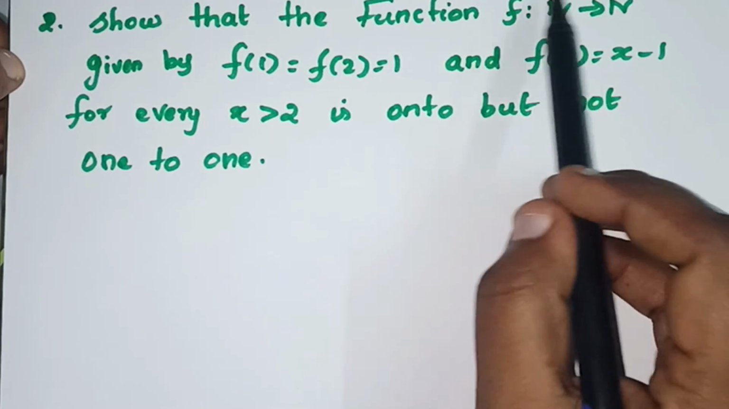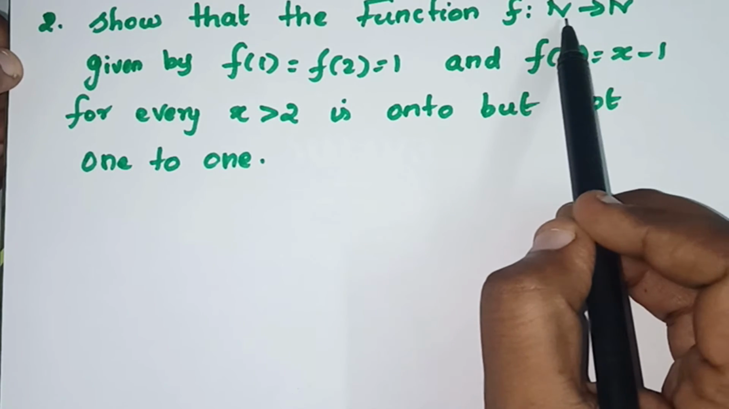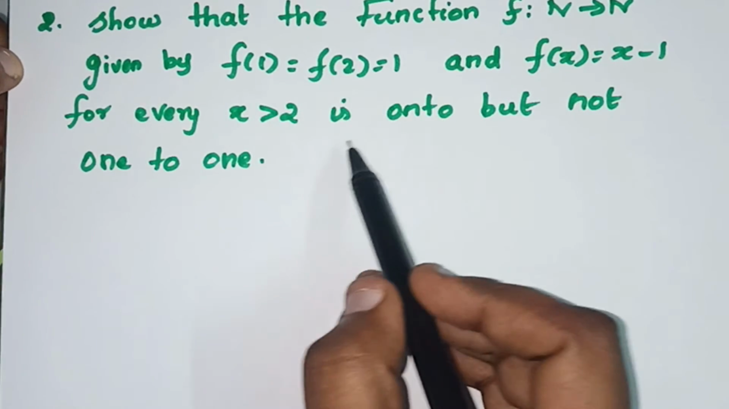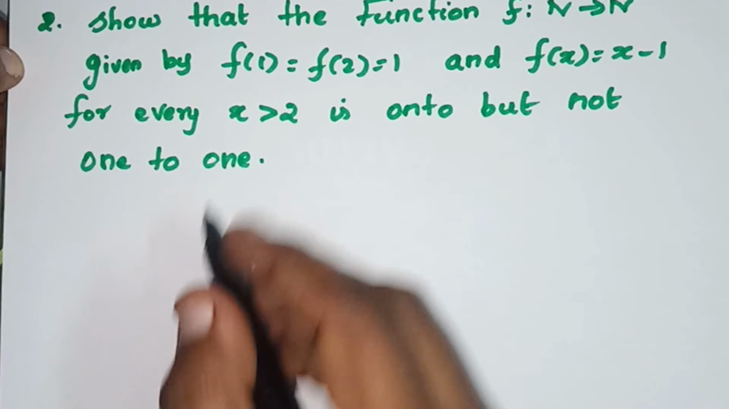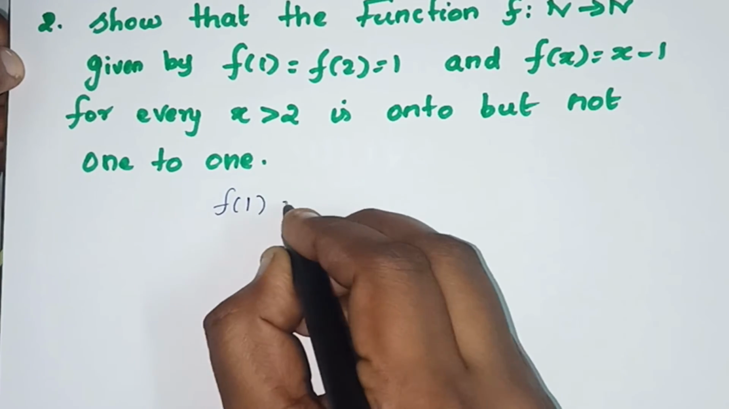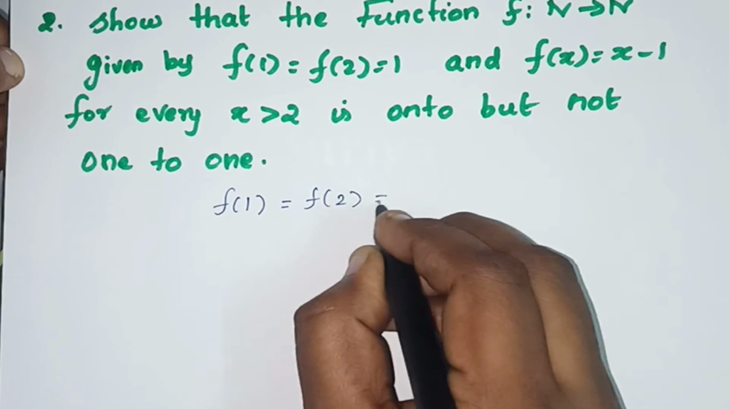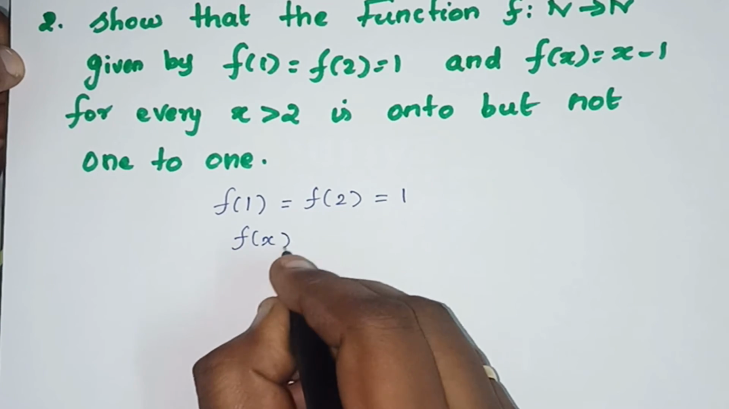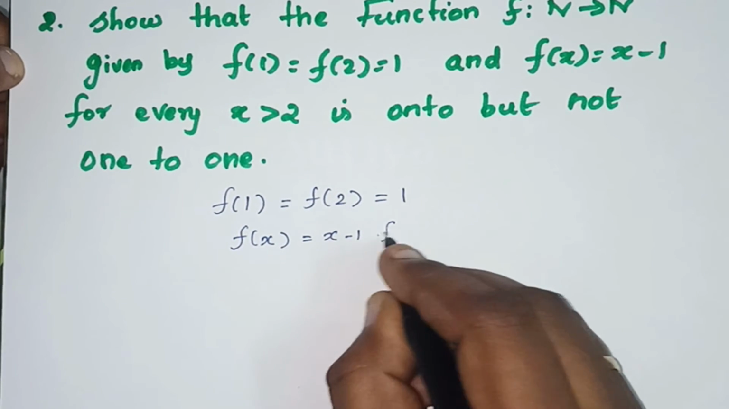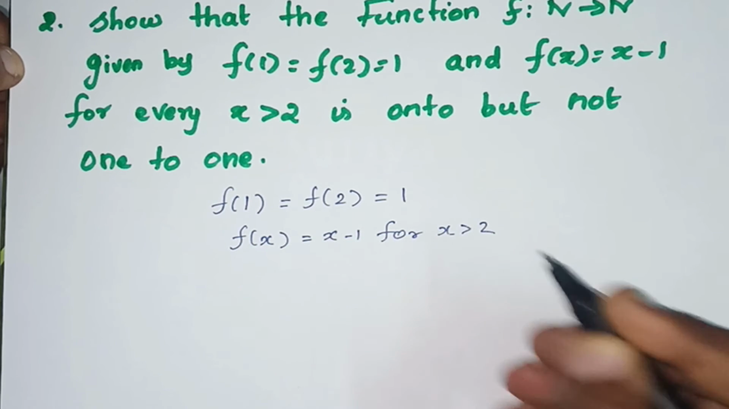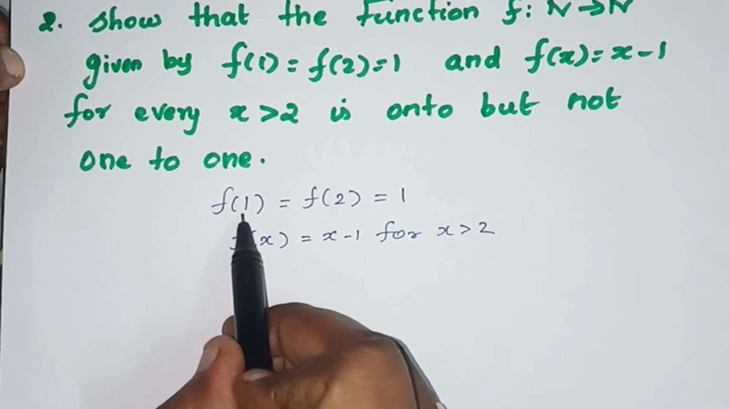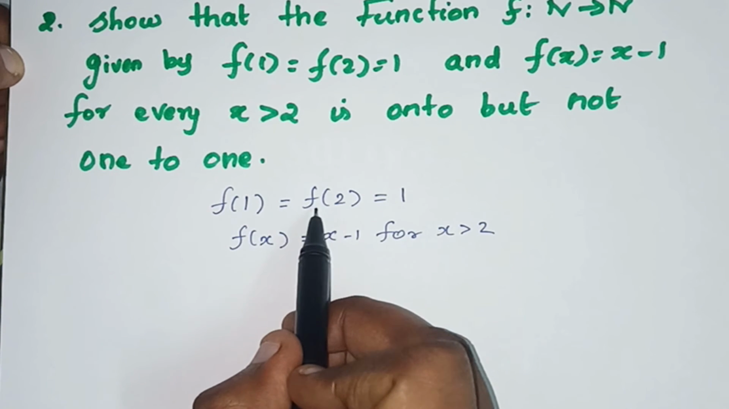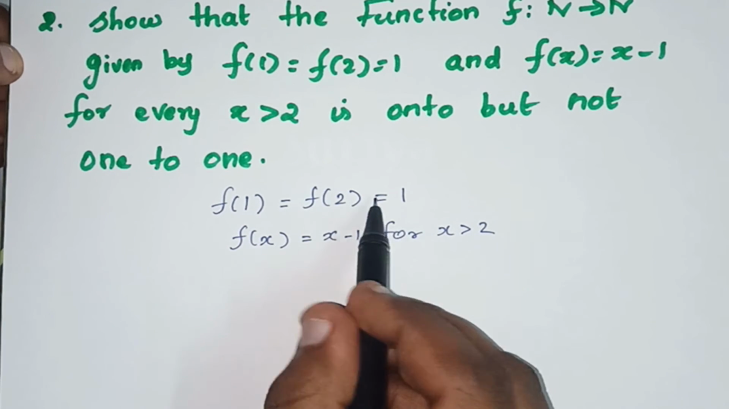Here N denotes the natural numbers, so the values are natural numbers. Given here: f of 1 equal to f of 2 equal to 1. This is given. So f of x is equal to x minus 1 for x greater than 2. Because if x is equal to 1, f of 1 equal to 1. If x is equal to 2, f of 2 is equal to 1. So this is given. Okay.